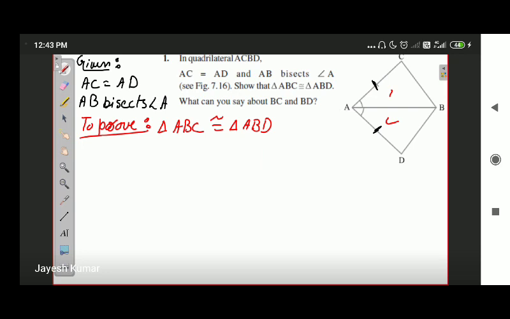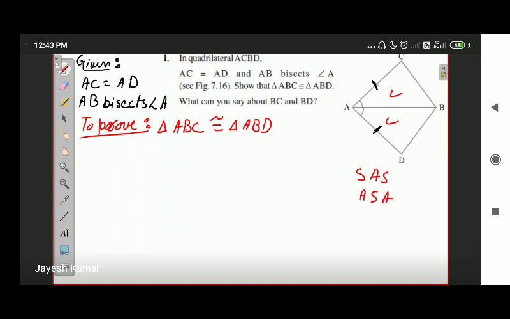In order to do the congruency, we have learned two theorems. First is SAS congruency: two sides and one angle, where the angle is supposed to be in between the sides. Another congruency that we have learned is ASA congruency: two angles and the side between them. So let's see what we can get here.